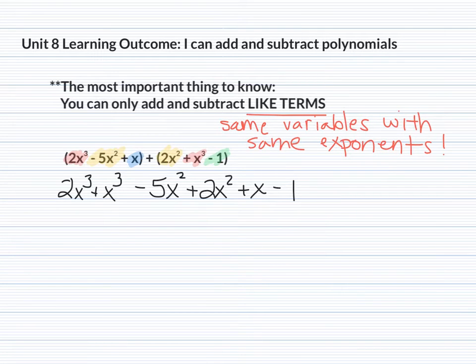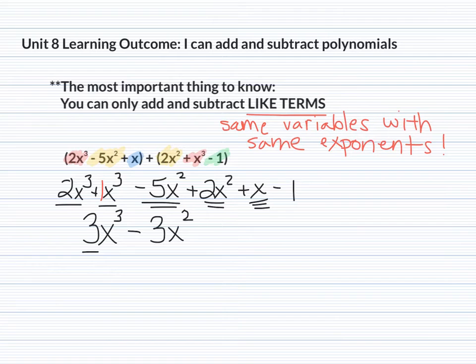So I see 2x to the third plus x to the third. If you don't remember, there's a 1 in front of that. So 2 plus 1 is 3x to the third. Remember, the exponent does not change, only the coefficient changes. Okay, I've got negative 5x squared plus 2x squared. Negative 5 plus 2 is negative 3x squared. So you could write it as plus negative 3x squared or just minus 3x squared.